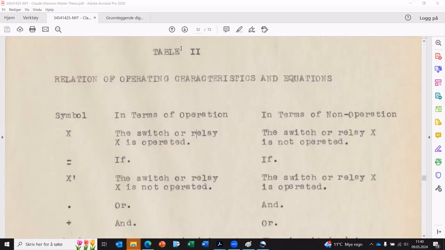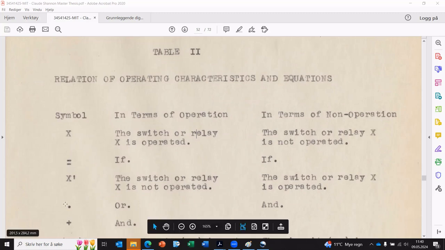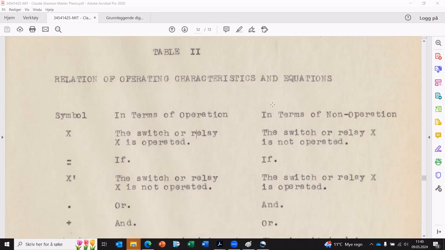As I have already mentioned, Claude Shannon used the opposite signs than we have used. If is, of course, the same, that is equal, but or is a multiplication sign, and a plus is and. And here he has also shown that we can use it in reverse, meaning that multiplication is and plus is or. That depends on how you define the switch positions.